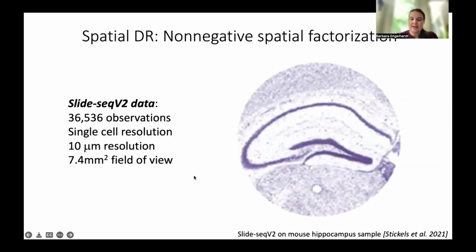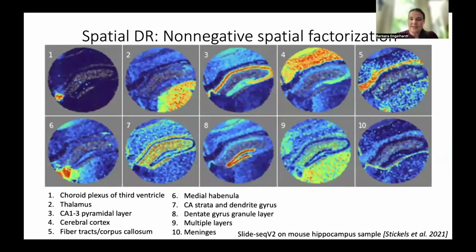So, some examples of how this works on data. Here's an example from SlideSeq V2, a mouse hippocampus sample, which has a fairly small field of view, but very nice single cell resolution, a lot of observations. So here are 10 spatial factors that we have. You can see very nice examples of regions in the brain that these spatial factors identify elegantly.